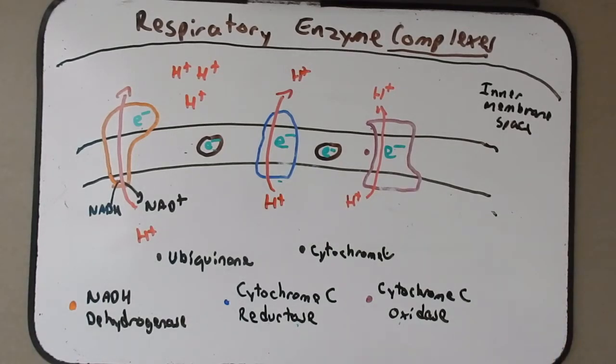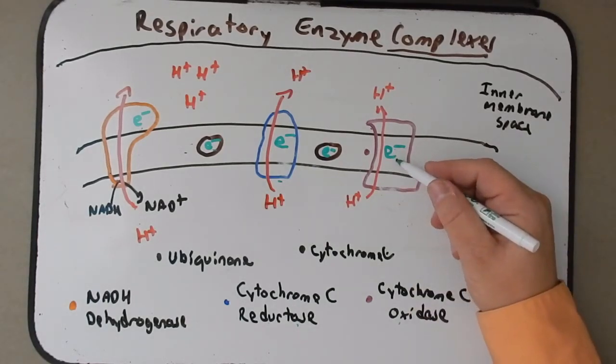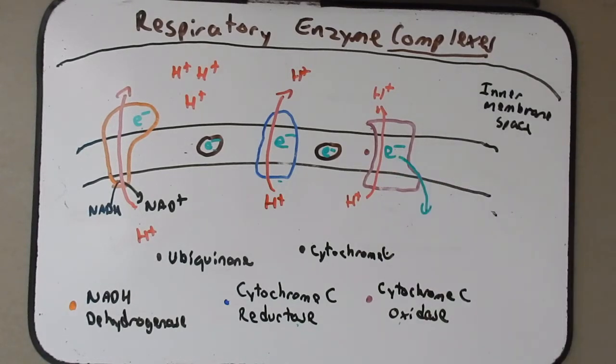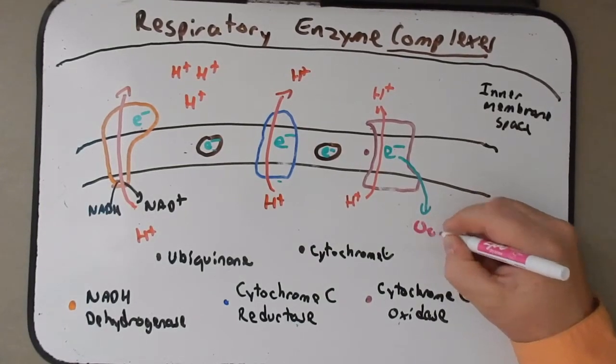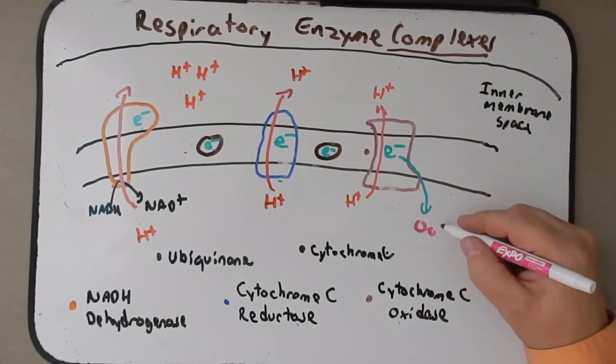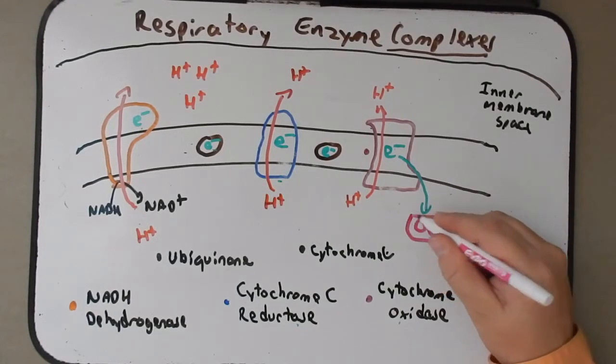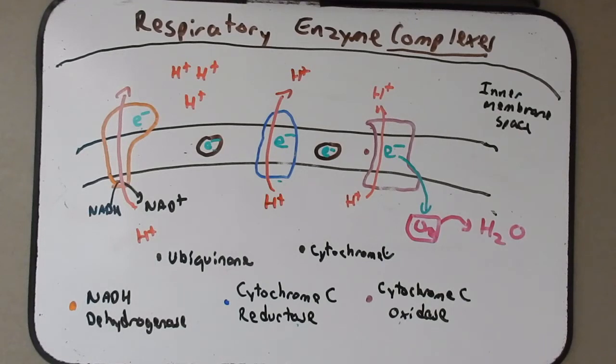This electron in this third complex, cytochrome C oxidase, will then be transferred to the last electron acceptor, and that is oxygen. So electrons are transferred to the oxygen and create water. So this very last step is the step where oxygen is needed for aerobic metabolism.